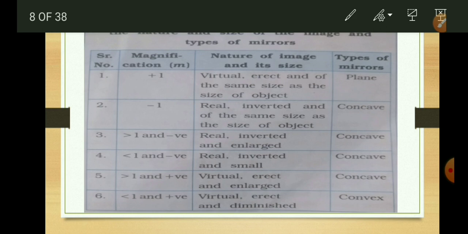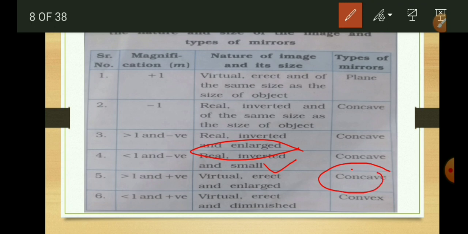Now if the value of magnification is less than 1 and negative. Negative means real and inverted, small, and again it will be a concave mirror, because real and inverted means it is a concave mirror. As the value is less than 1, it means the image is diminished. Next is greater than 1 and positive: virtual, erect and enlarged image, and the mirror is a concave mirror.